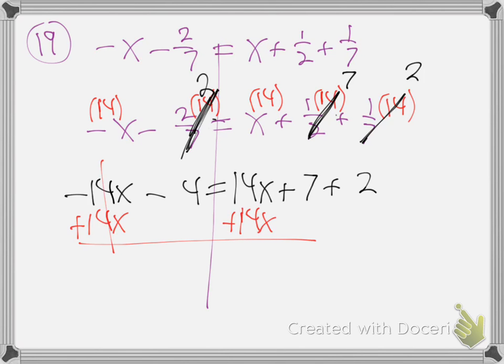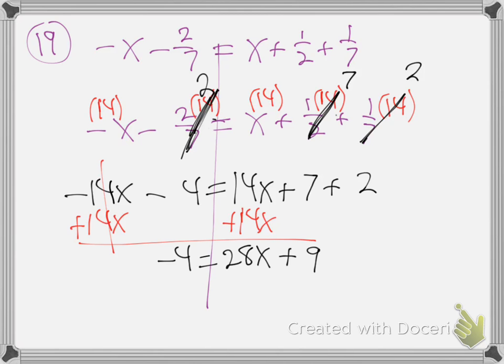So whenever x's are on opposite sides, you get rid of one of them by doing the opposite. Good? Good there. Keep going. And does that simplify anymore? What's your answer? The number.